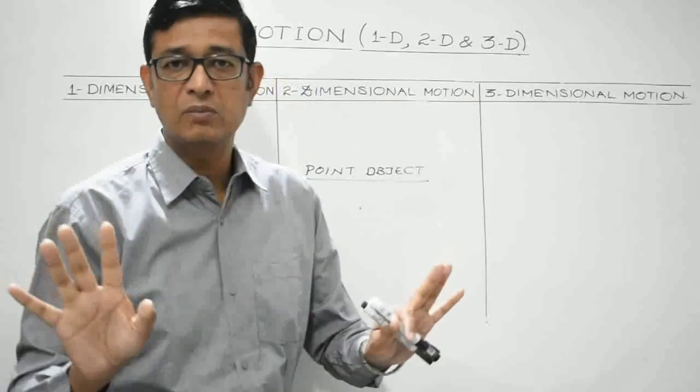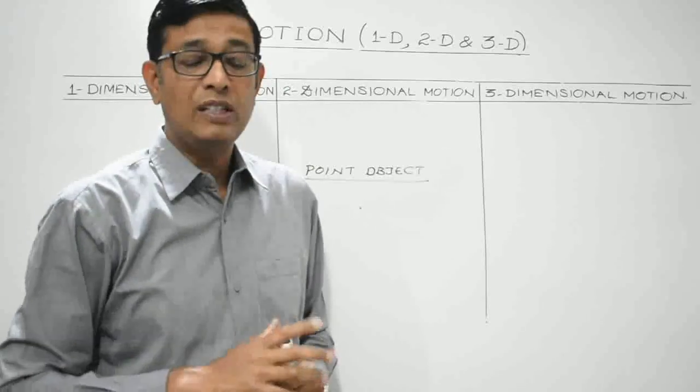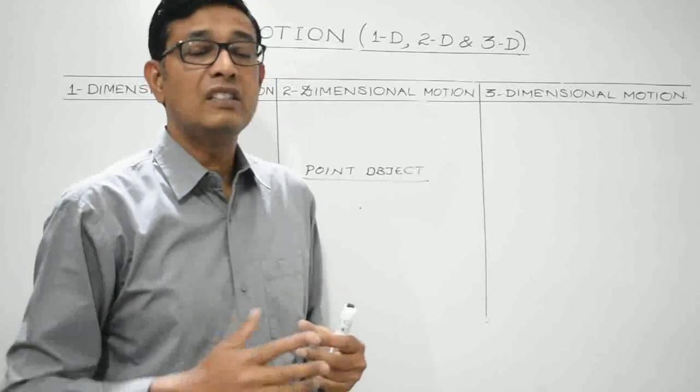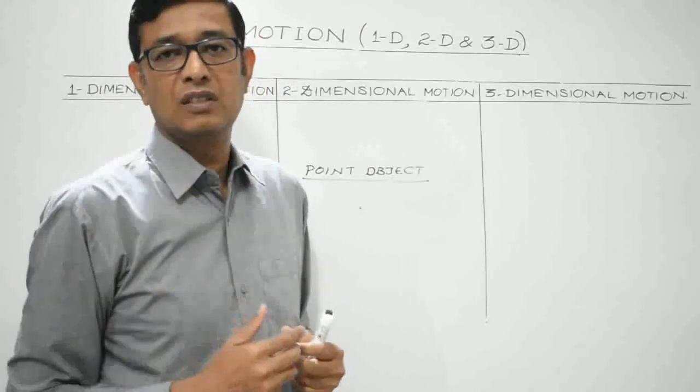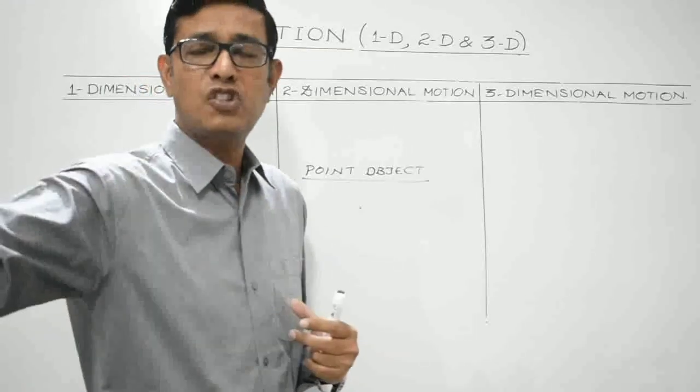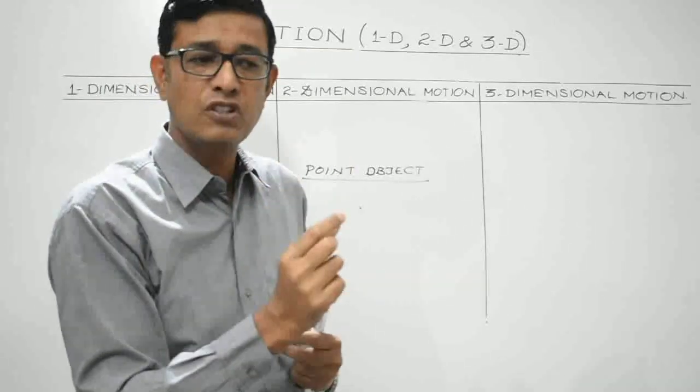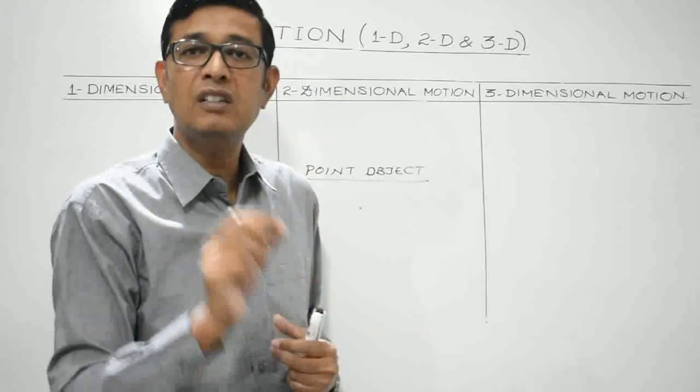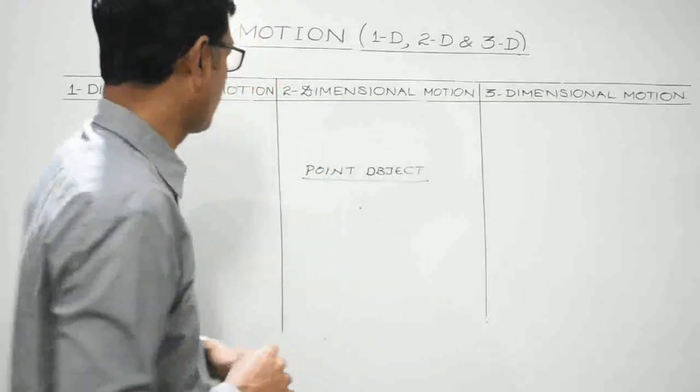So, understood the concept of point object. It depends entirely on the distance that the body covers. If the distance covered by the body is very large as compared to its size or dimension, then that body may be treated as a point object, right?